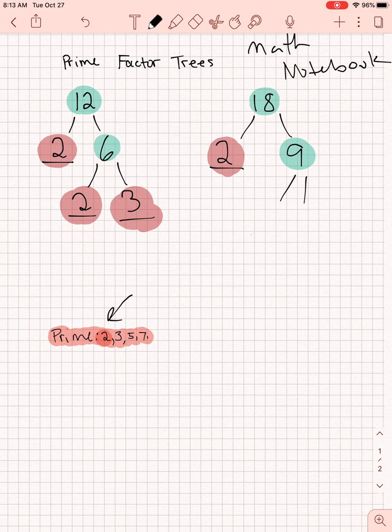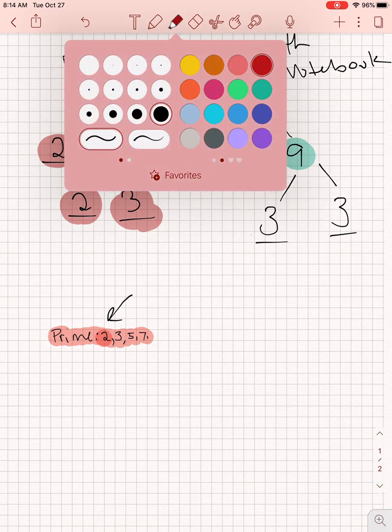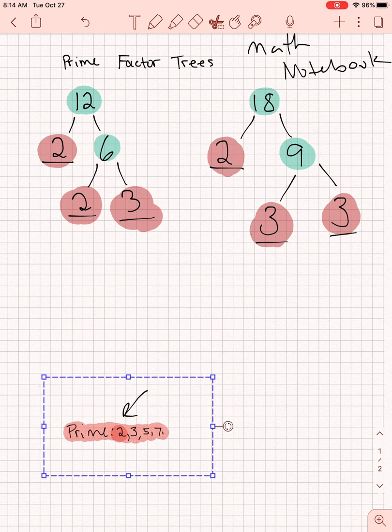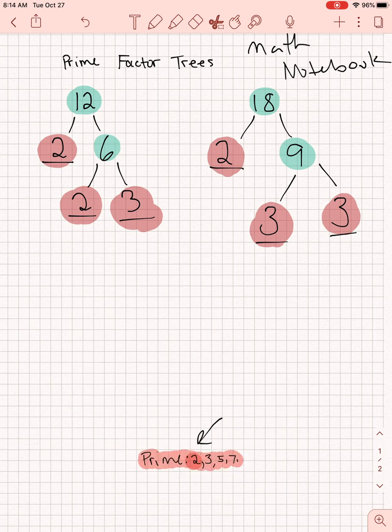Let's see here. Can I divide 9 by 2? No, I can't divide 9 by 2. I have to divide it by something else. So I move on to the next prime number. Can I divide 9 by 3? Yes, I can. 3 times 3 equals 9. Now those are both prime numbers, so I'm going to stop right there with both of those. So now I have my prime factor trees done for the number 12 and the number 18.